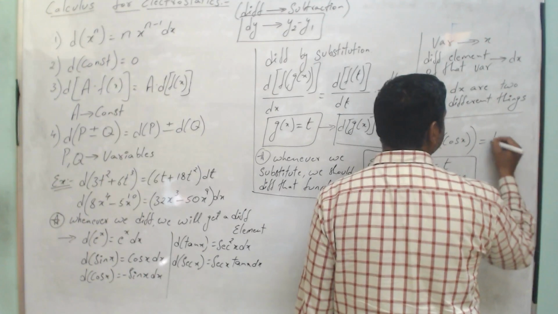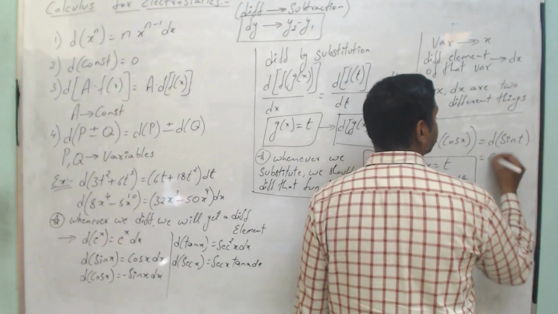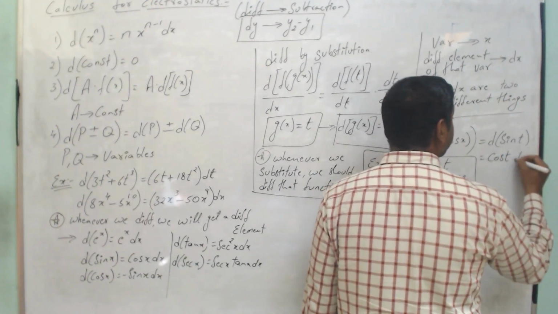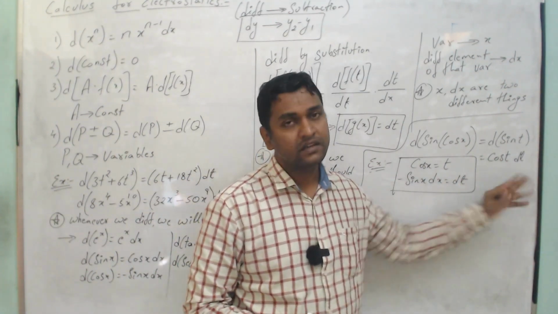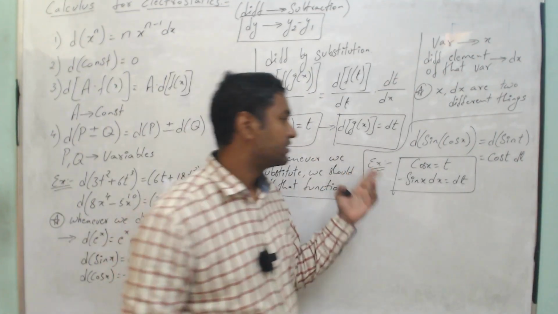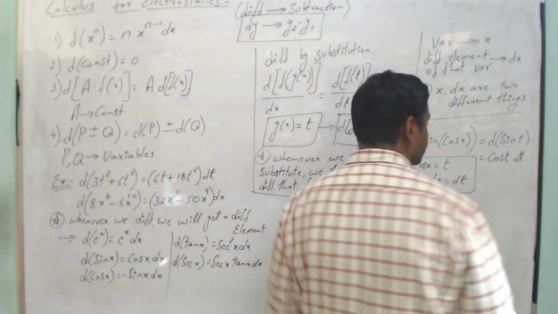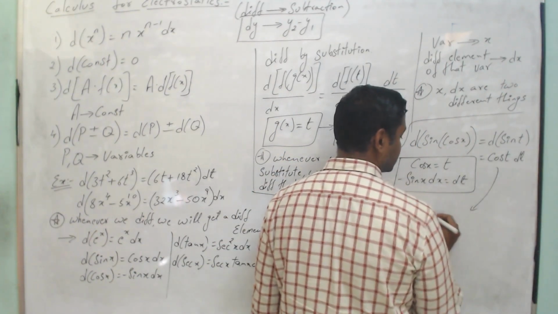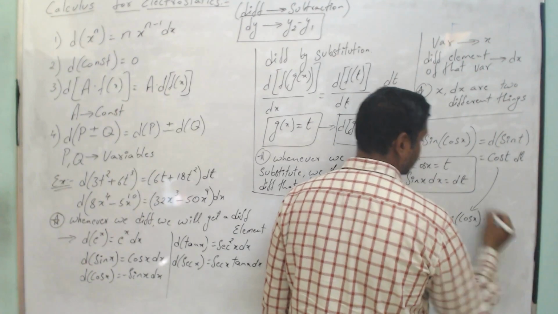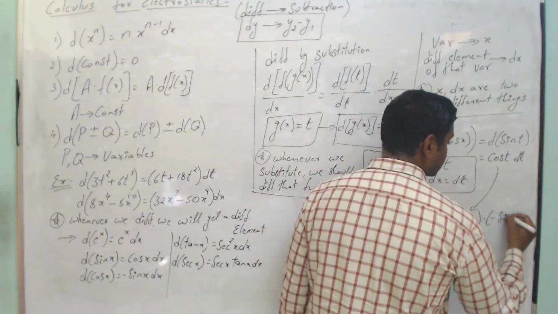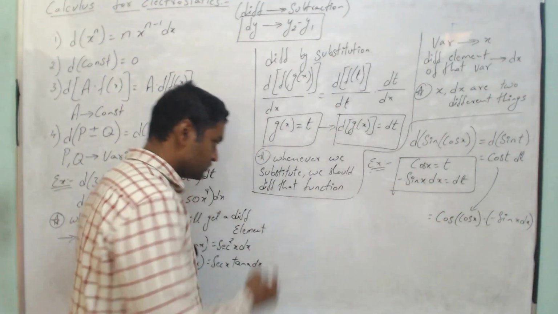Now let us solve the problem. So what will happen? This will become cos of cos x into minus. So differential of sin t is cos t, and we will also get dt. See, here only we can see the application of why I need the differential element. Because the differential element I'll substitute over here. So the answer will be cos of cos x into minus sin x dx. Is this clear?